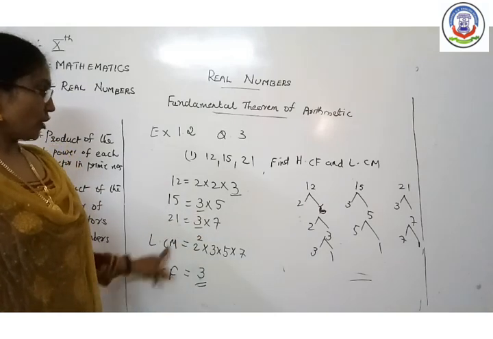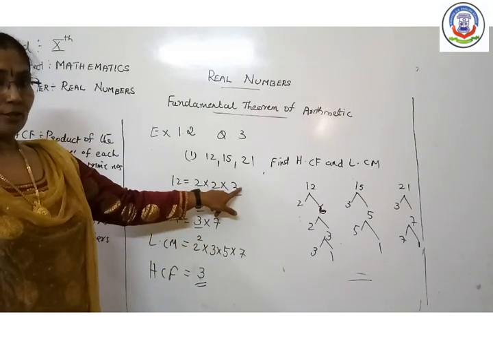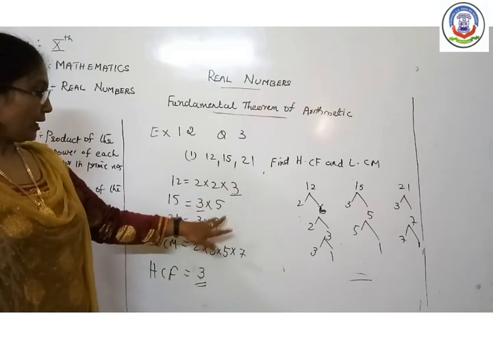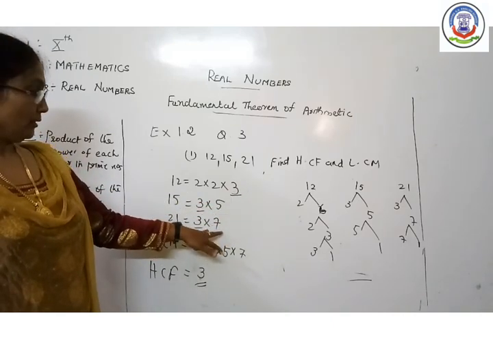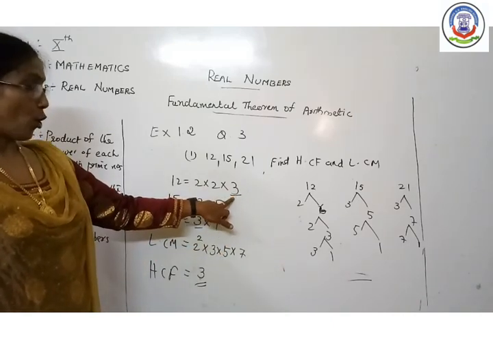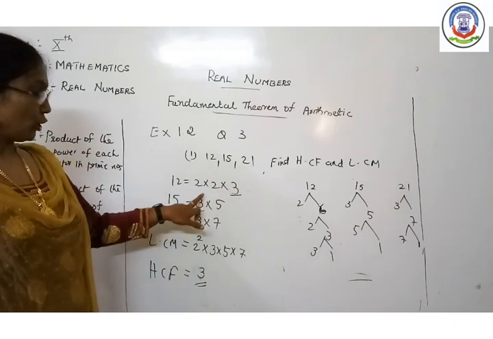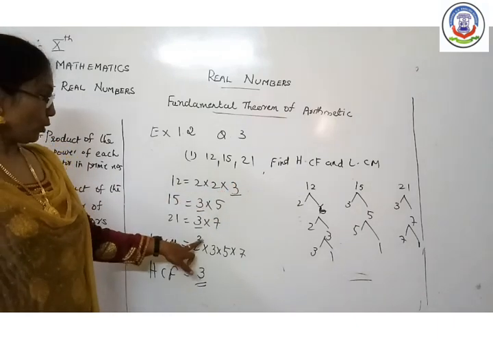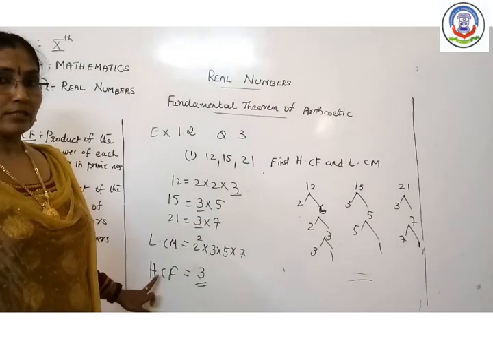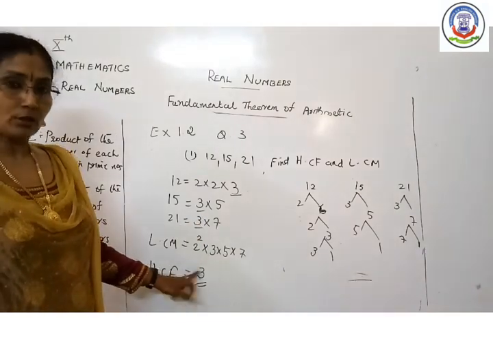Now look at the HCF. HCF means the highest common factor. In these 3 numbers, one factor is common, which is 3 only. Here 3 raised to power 1, here also 3 raised to power 1, and here also 3 raised to power 1. That means the highest common factor is equal to 3.